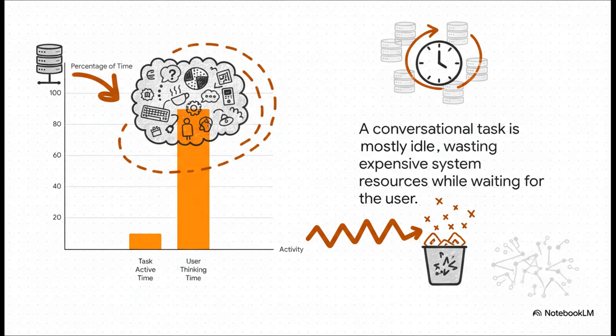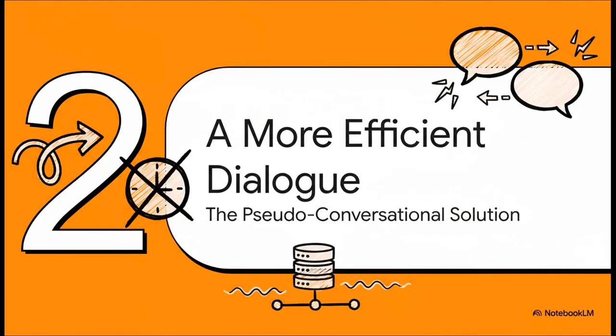For any given period, maybe 10% of the time the computer's actually doing something. The other 90%, that's you. That's the user thinking, typing, getting distracted, grabbing a coffee, whatever. For a system trying to serve thousands of people, this is just a total disaster. So, okay, waiting is horribly inefficient. We get it. There has to be a better way to have a dialogue, right?